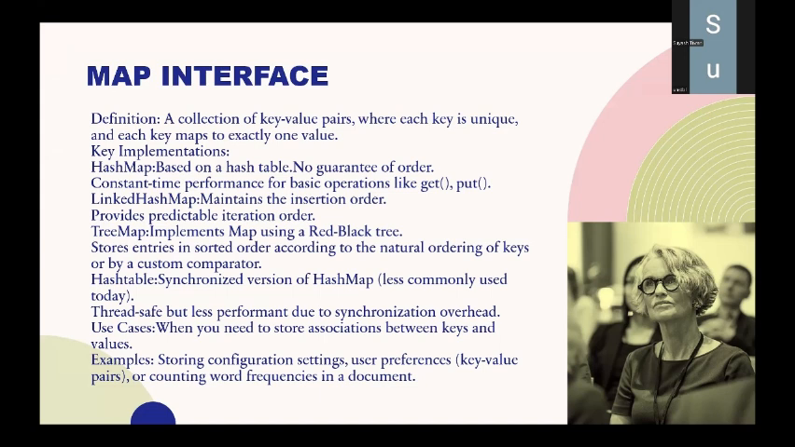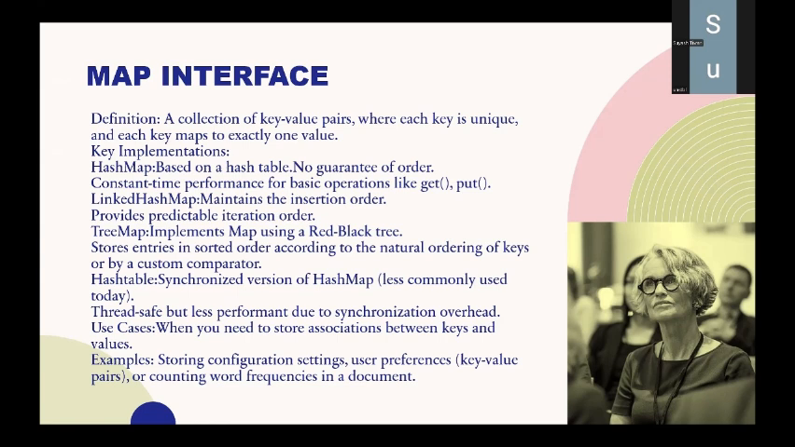That is, it is based on a hash table, and there is no guarantee of order again in a hash map. It has constant time performance for basic operations like get and put. Linked hash set maintains the insertion order and provides predictable iteration order. Tree map implements map using a red black tree and stores entries in sorted order according to the natural order of keys or by a custom comparator.